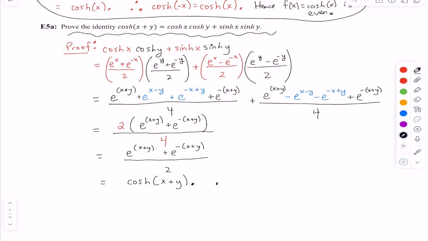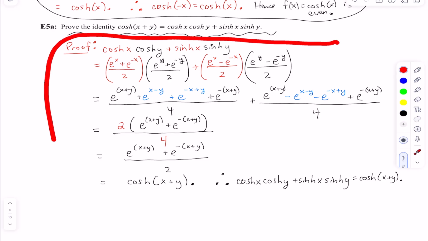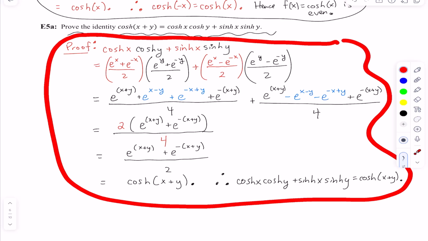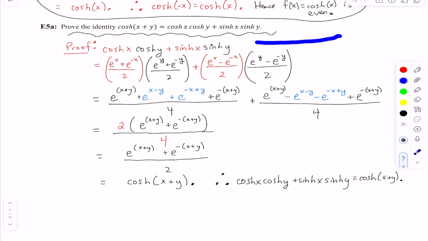We could finally make a conclusion sentence. Therefore, this expression here is indeed equal to the hyperbolic cosine of x plus y. Now, what's an answer to a proof? It's the entire proof itself. So make sure you're able to understand this and be able to prove this statement later on.